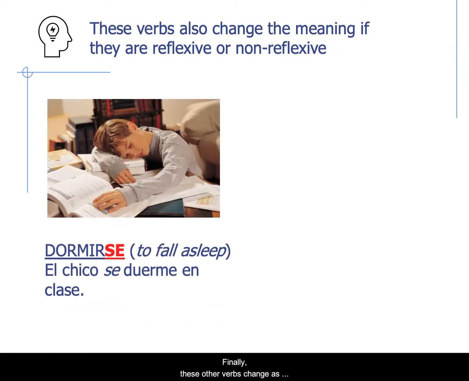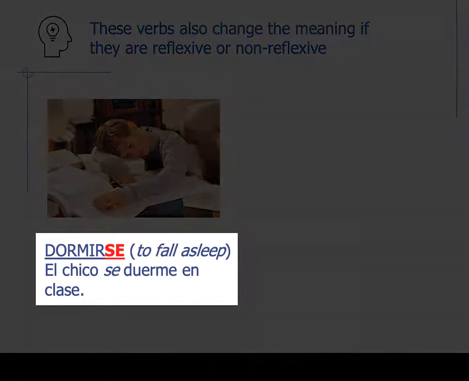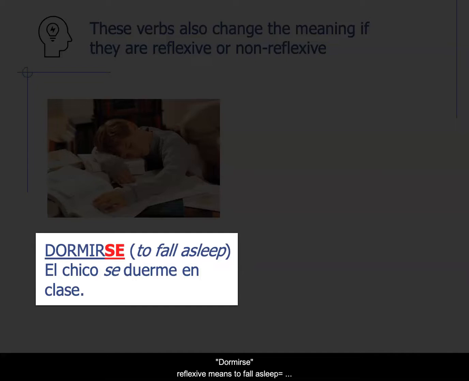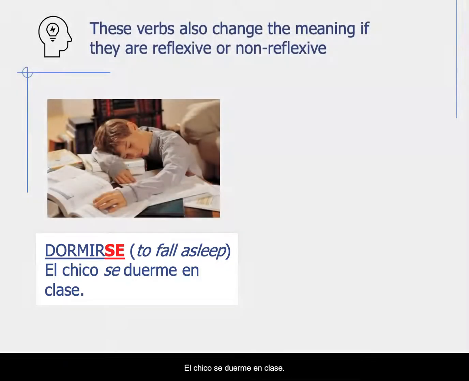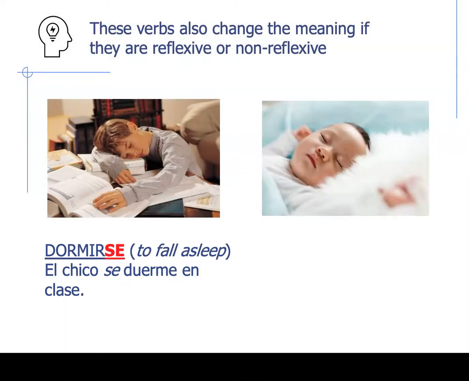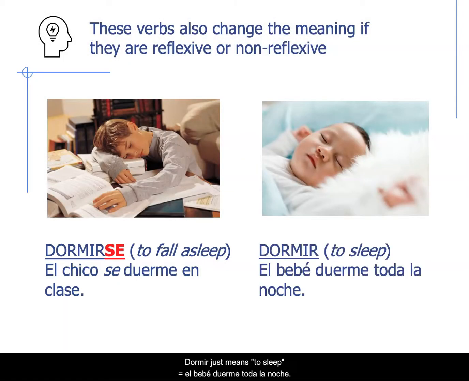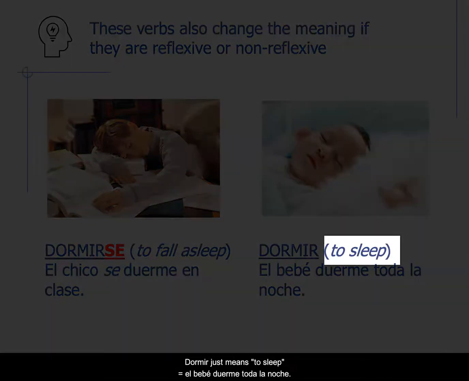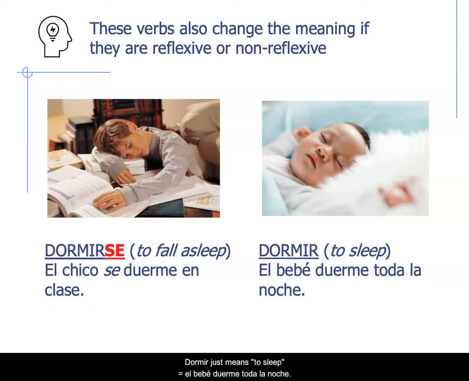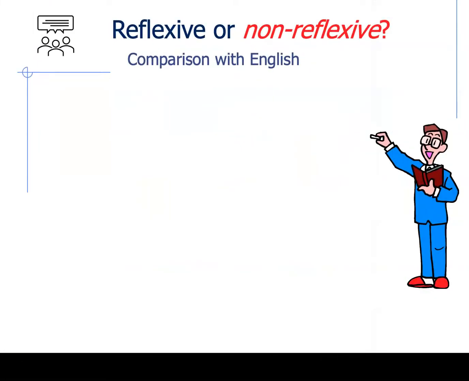Finally, these other verbs change the meaning as well. Dormirse, reflexive, means to fall asleep. El chico se duerme en clase. Dormir just means to sleep. El bebé duerme toda la noche. So let's compare some of the sentences and verbs that we use as reflexive or non-reflexive to English.